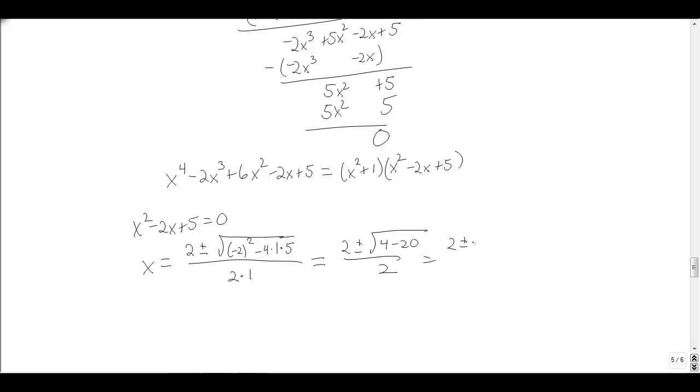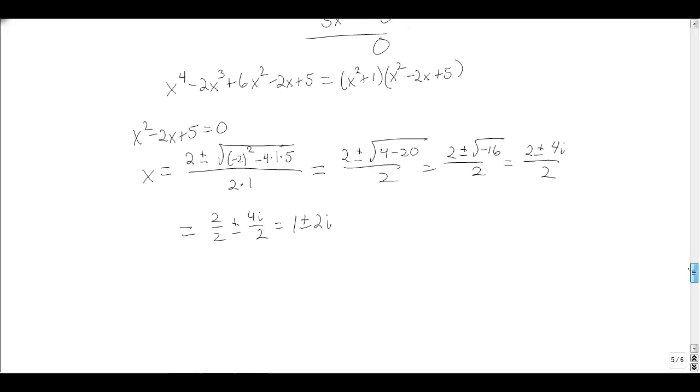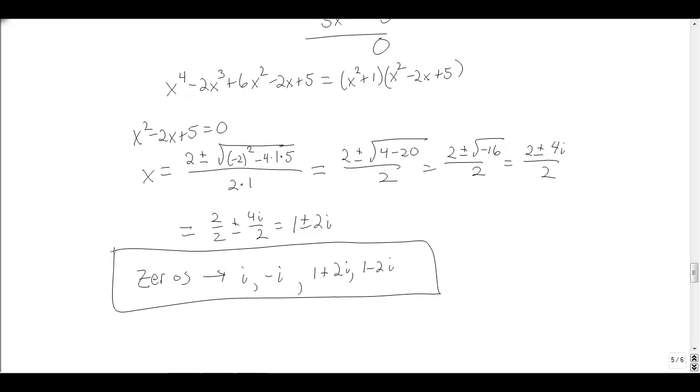That's 2 plus or minus the square root of negative 16 over 2. The square root of 16 is 4, but it's negative, so I get 4i over 2. And then I get 2 over 2 plus or minus 4i over 2 gives me 1 plus or minus 2i. So there's my other two roots. So my zeros here were the i we started with, and then it has to have its complex conjugate, negative i. And then we get another pair of complex roots, 1 plus 2i, 1 minus 2i. So there are my zeros.